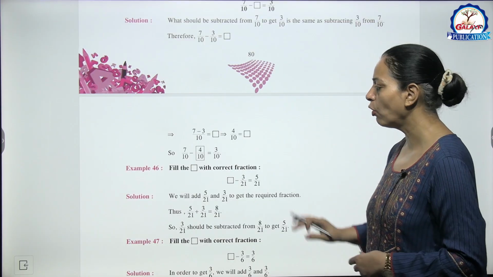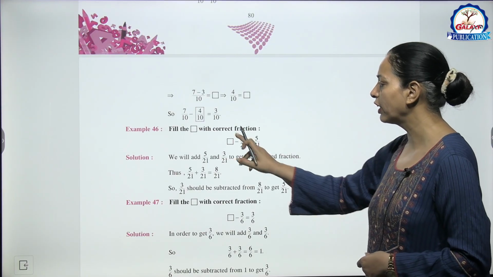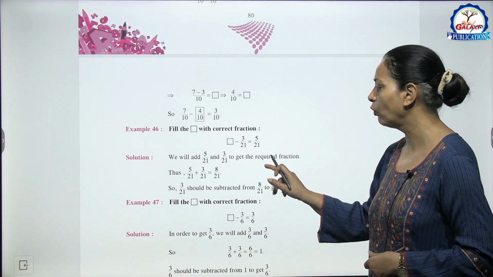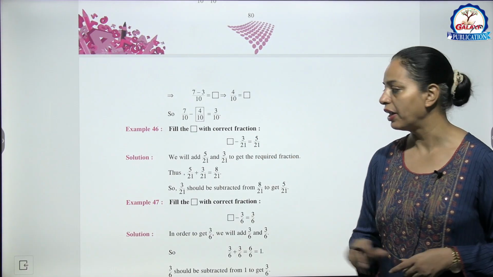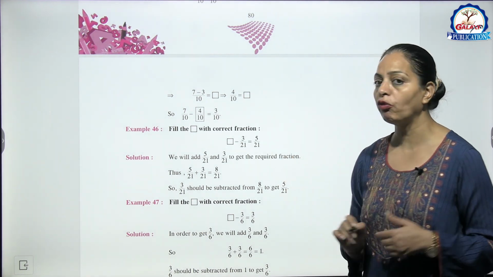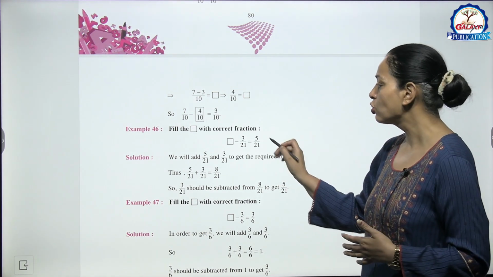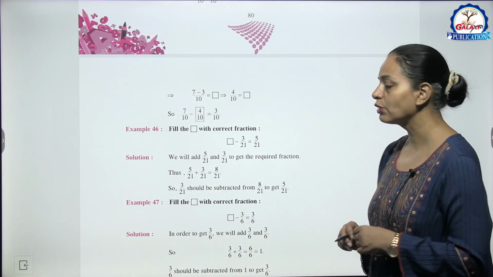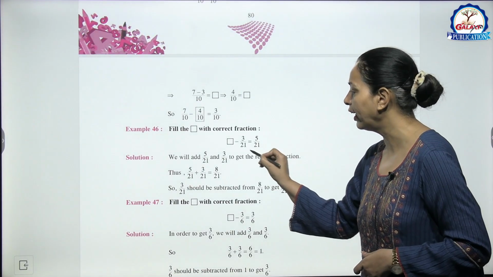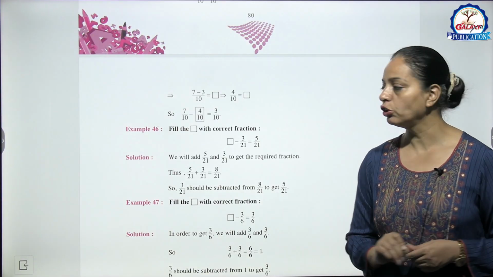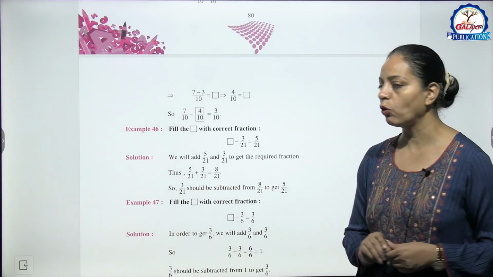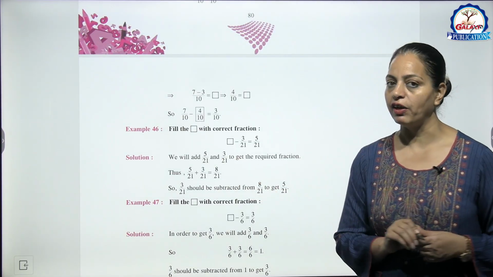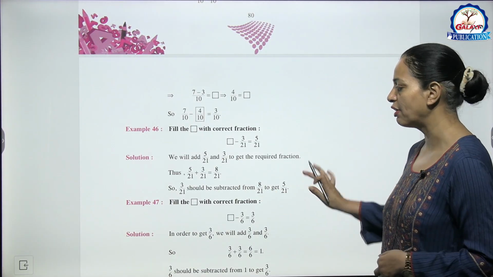Now example 46, fill this box with correct fraction. Dash minus 3 upon 21 equals 5 upon 21. अब हम किस में से 3 upon 21 को माइनस करें so that we get 5 upon 21. So in this case what to do, हम इन दोनों को कर देंगे add. So 3 upon 21 plus 5 upon 21. These are like fractions. So 8 upon 21 is the answer, right?